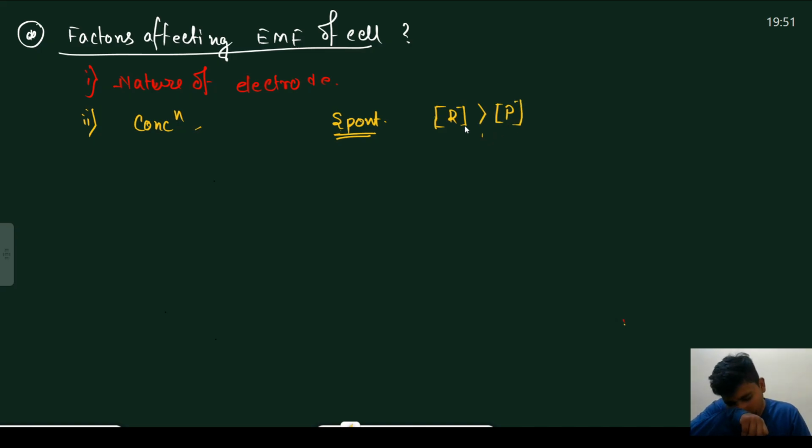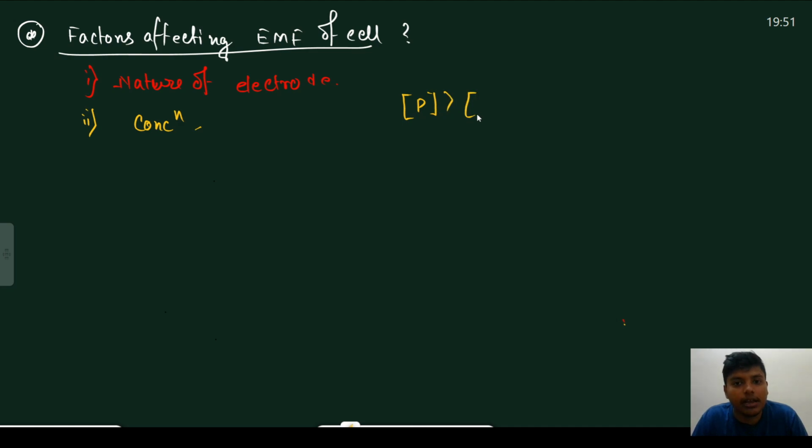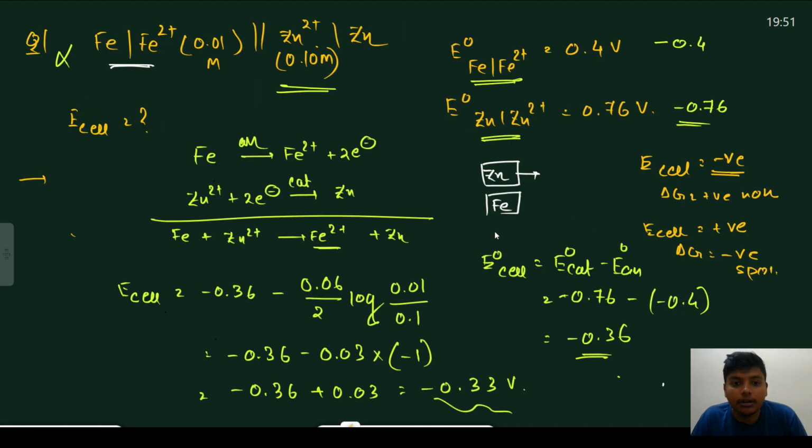Okay, for a spontaneous reaction like this, you will understand by doing. You will see that for a spontaneous reaction the concentration of product will be more than the concentration of reactant, like the numerator will be more than the denominator.